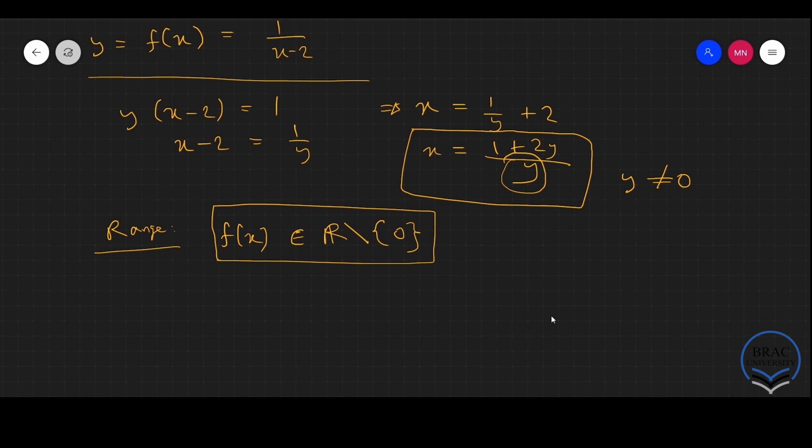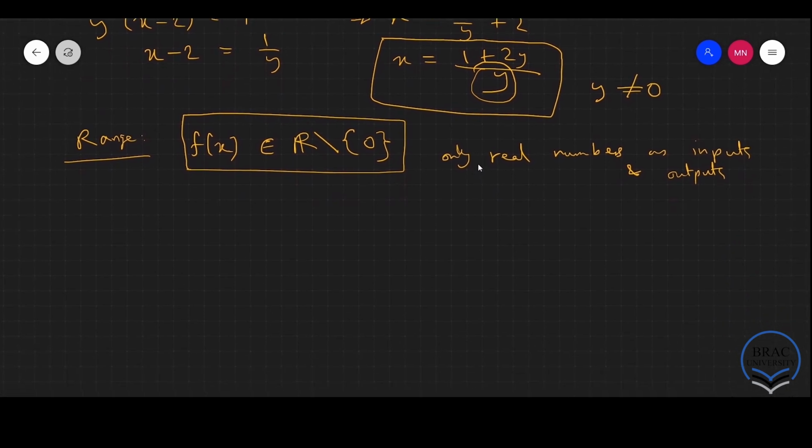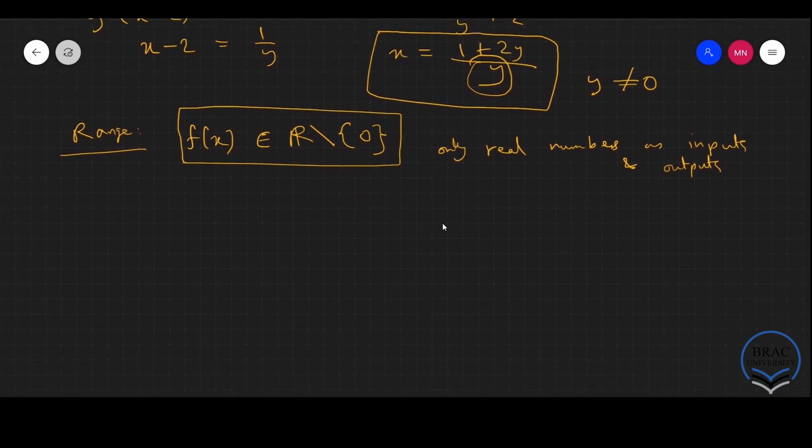And so far, we have been dealing with functions that have only real numbers as inputs and real numbers as outputs. So for this topic, we will only deal with real numbers as inputs and outputs, right? We are only going to be looking at functions such as this, that only have real numbers as inputs as well as outputs.